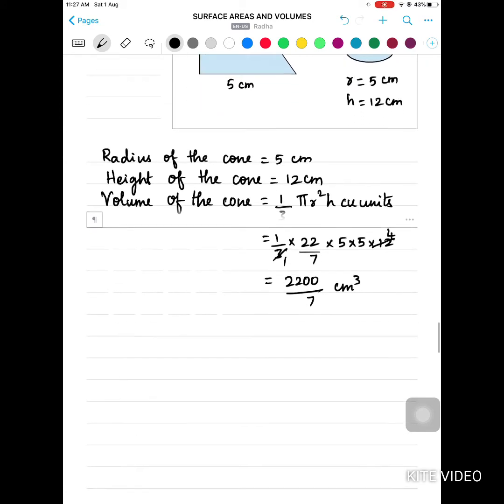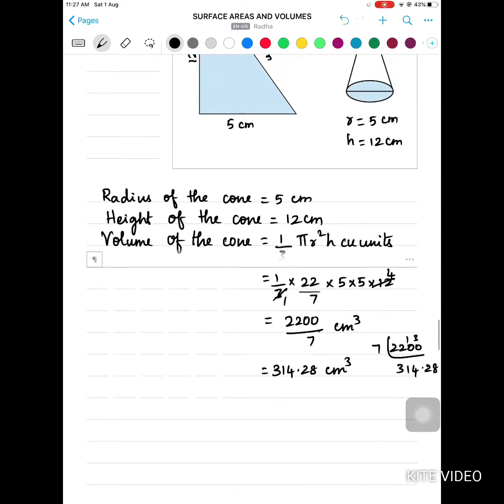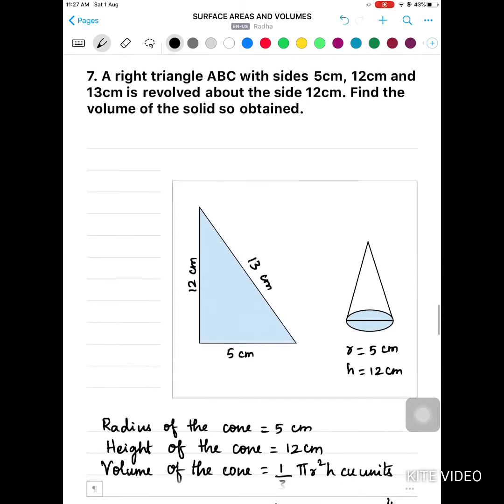And again if you divide 2200 by 7, you will get the volume. 7 3s are 21, 7 1s are 7, 7 4s are 28, 20, 7 2s are 14, 60, 7 8s are 56. So, it keeps going. So, you can stop with 314.28, 2 decimal places. So, you find the volume of the cone obtained as 314.28 centimeter cube.